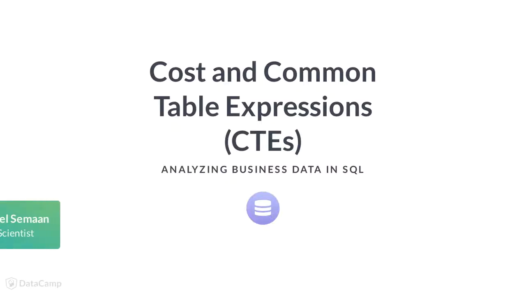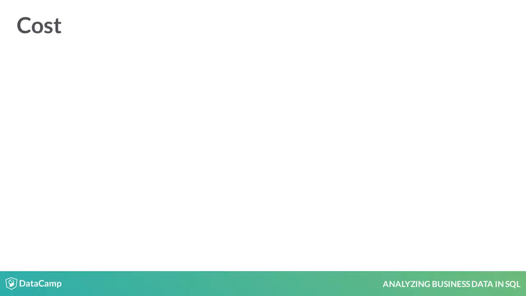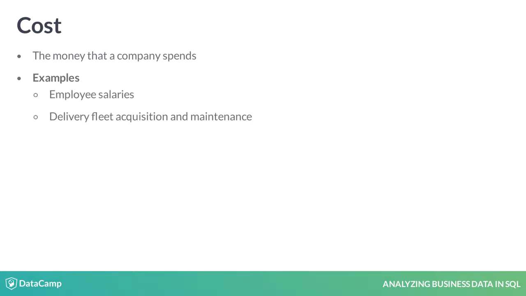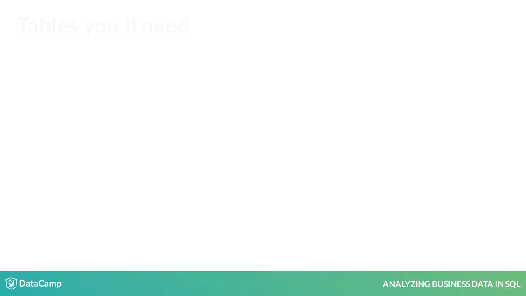Now that you've practiced calculating revenue, let's move on to cost. Cost is the money a company spends to operate. Some of Delivr's costs are the salaries it pays to its employees, the acquisition and maintenance costs of its electric scooter delivery fleet, and the cost of the meals it offers. Let's focus on the last one and explore the tables you need to calculate Delivr's meal costs.